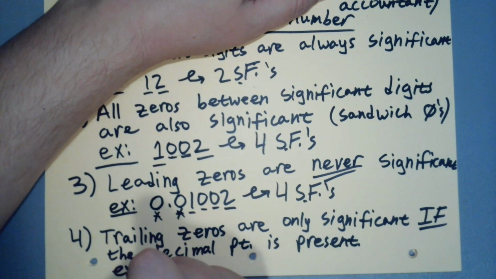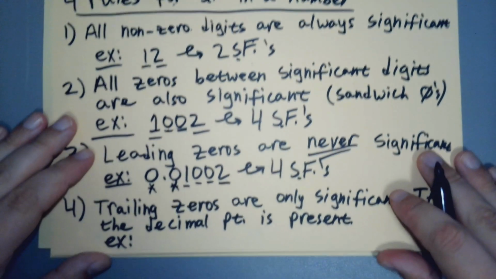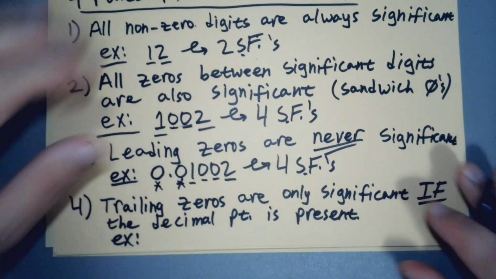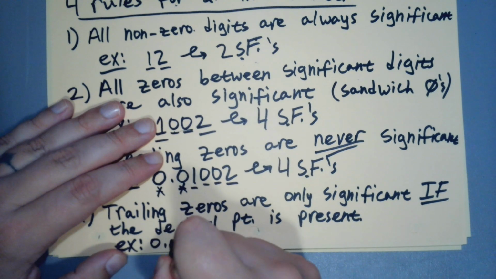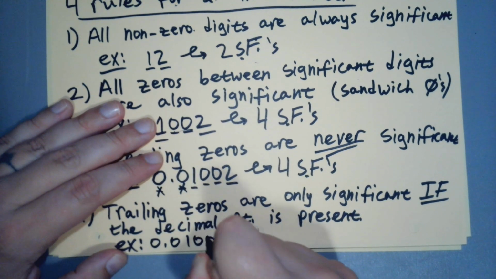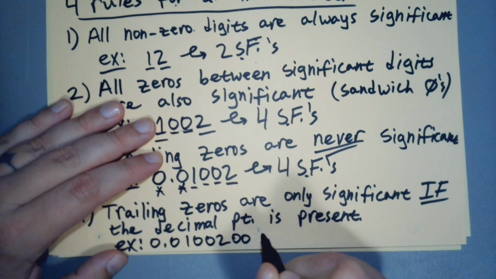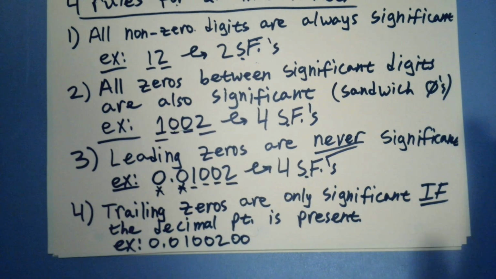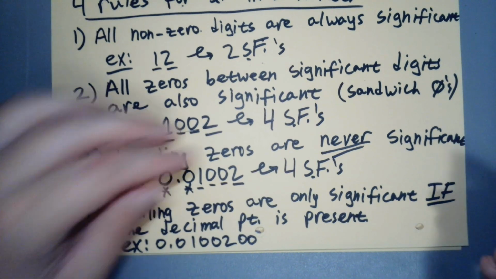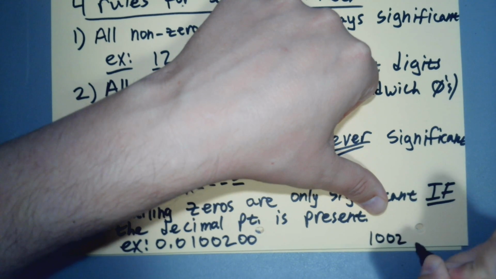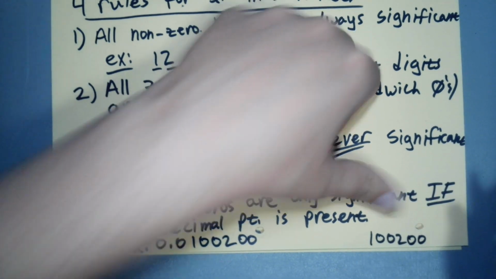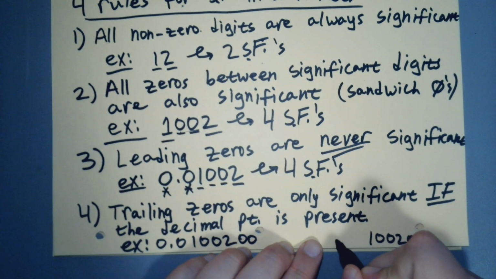I've got just enough room here for an example on this page. So I'm going to move it up a little bit. So, for example, if I have 0.01002000, I hope you caught that that was going to be my example, by the way. But we're going to do another one. We're going to have 100200. 2 different examples here.